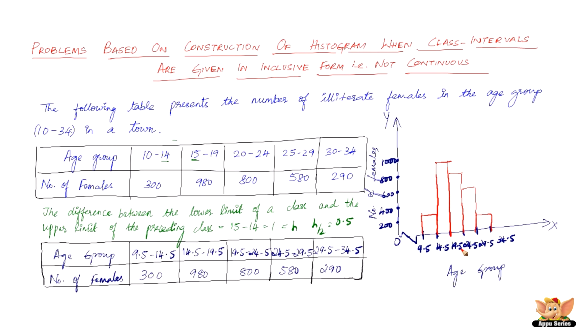So here we have the histogram, which presents the number of illiterate females in the age group of 10 to 34 in a town. So the most important thing in this video is to notice how we've converted the non-continuous form of representing the class intervals to the continuous form, which is a must for constructing any kind of histogram. So once you convert it, it's the same old basic construction of histogram. There's no change as far as the construction of histogram is concerned. So the most important thing is to convert non-continuous to continuous.